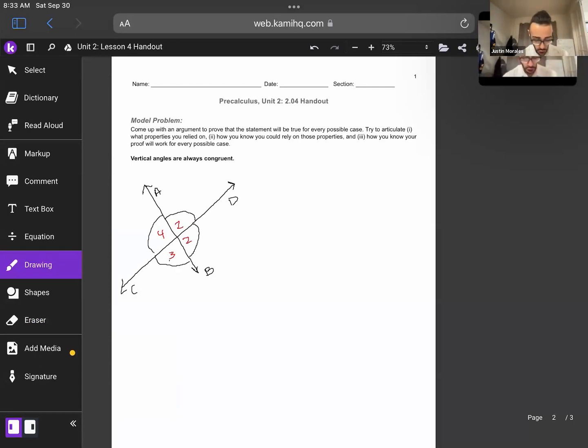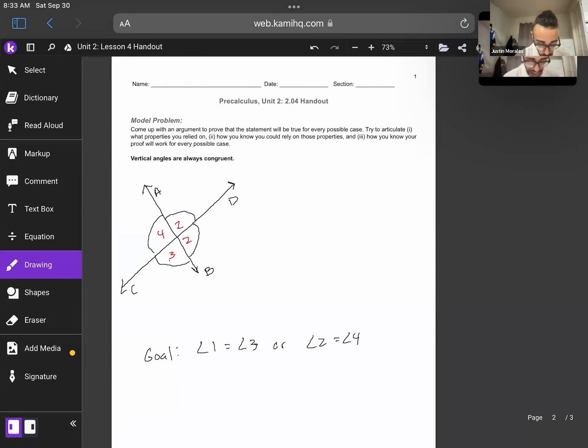So remember, our goal is to prove that angle 1 is equal to angle 3, or angle 2 is equal to angle 4. That is our goal, and you should always have your end goal in mind when you're writing a proof. So how can I begin?